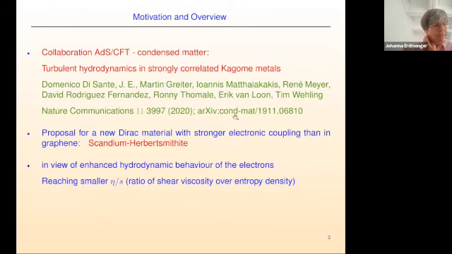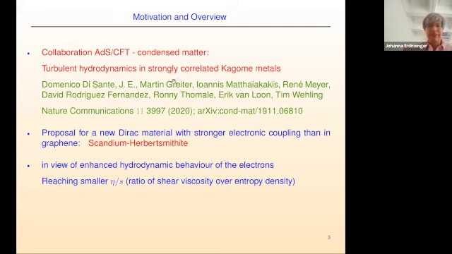As I said, I would like to show you a successful example where we, the people working in AdS/CFT and generalizations, have teamed up with some colleagues in our department who are true condensed matter physicists. And we managed to write a very nice paper together, which is called Turbulent Hydrodynamics in Strongly Correlated Kagome Metals. I will explain what a kagome metal is. Strongly correlated, you already guessed, because AdS/CFT is very good for strongly coupled systems. So this is also playing a role here.